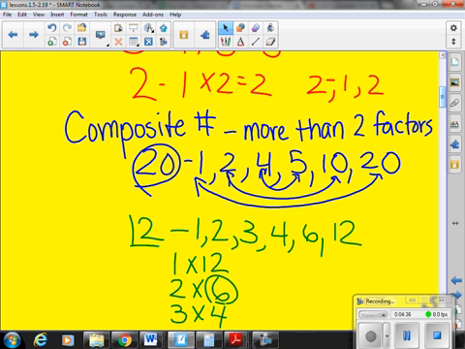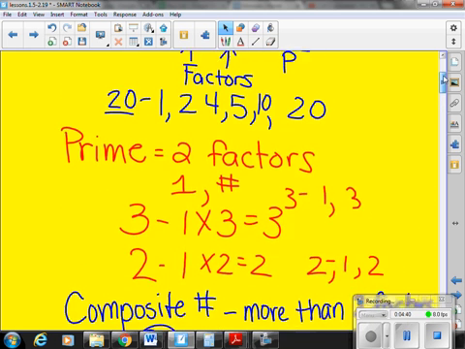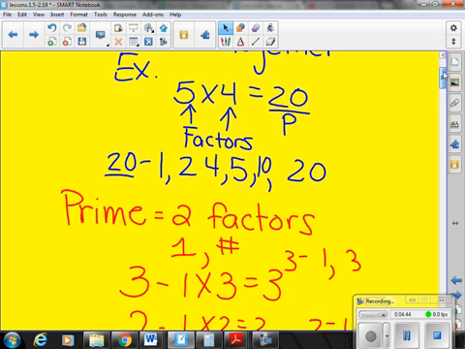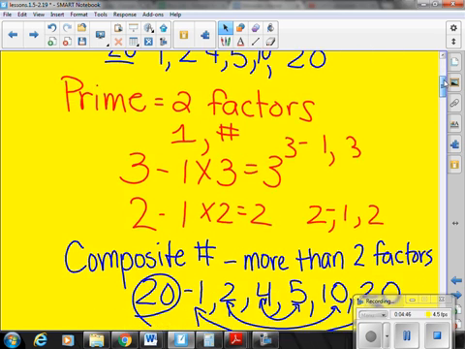So let's review really, really quickly. Factors are numbers you multiply together to get a product. Prime numbers are numbers that only have 2 factors. That's 1 and the number itself. Some examples of prime numbers are 3 and 2. 5 is another one.